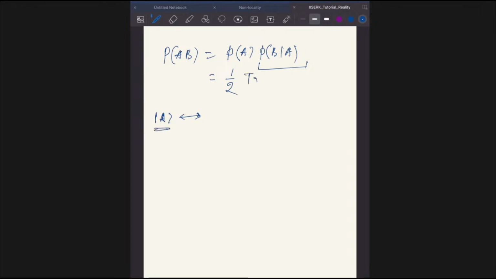And my projector corresponding to B is what? Pi B. And if I say, let's say AA, because my state is now AA, right? So what will be that? This probability is simply 0 because A and B are orthogonal, right? So that means quantum mechanics predicts that the probability of getting simultaneous detection at A and B is simply 0.